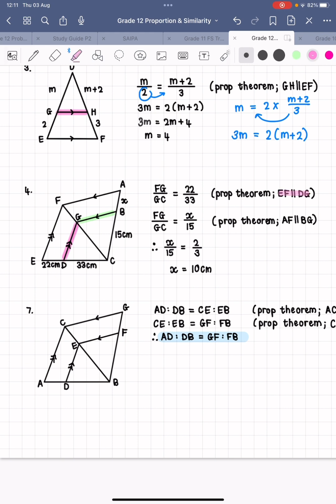You have to say EF parallel to DG for this one because we're looking at this triangle. And for the bottom one, you have to say AF parallel to BG because we're looking at that triangle.